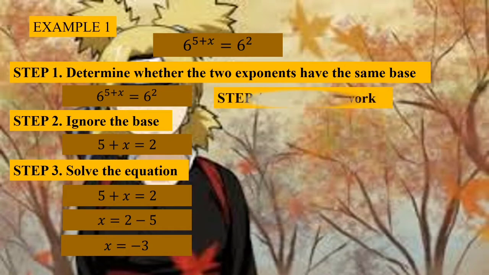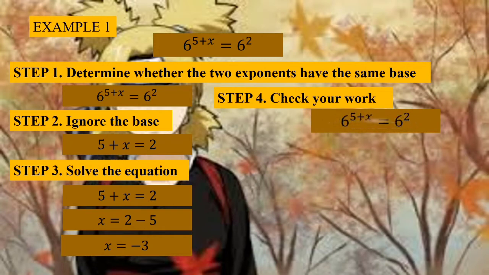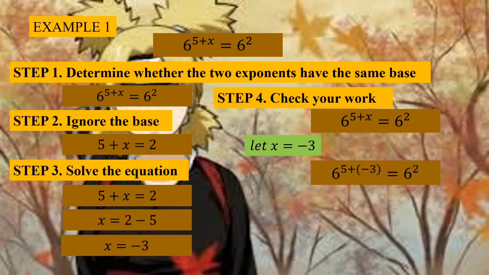So, for step number 4, check your work. Check natin kung tama nga ba yung value natin. So, how to check? Kunin lang natin yung original equation, that is 6 raised to the power of 5 plus x is equal to 6 squared. Then, let x is equal to negative 3 kasi yun yung nakuha natin. And then, isa-substitute lang natin or ipla-plug natin yung negative 3 dun sa x.